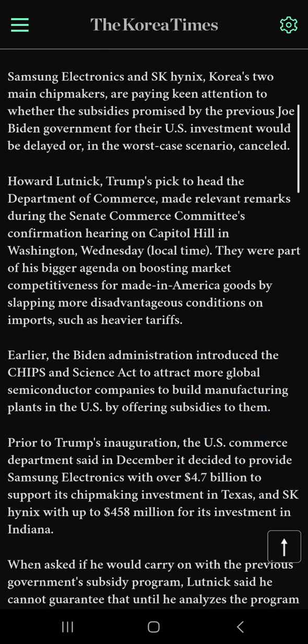Prior to Trump's inauguration, the U.S. Commerce Department said in December it decided to provide Samsung Electronics with over $4.7 billion to support its chipmaking investment in Texas, and SK Hynix with up to $458 million for its investment in Indiana.